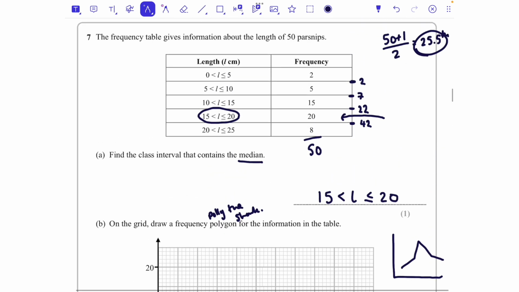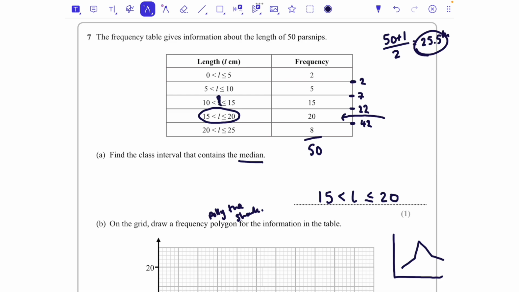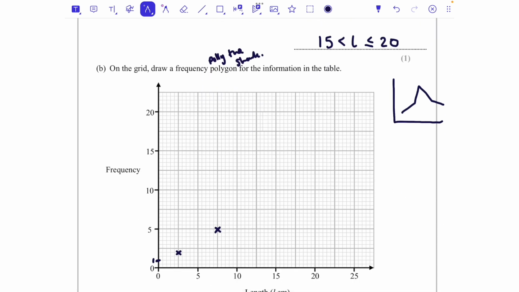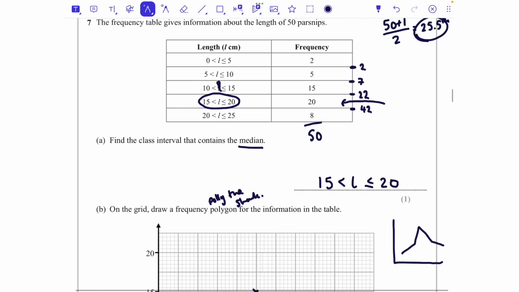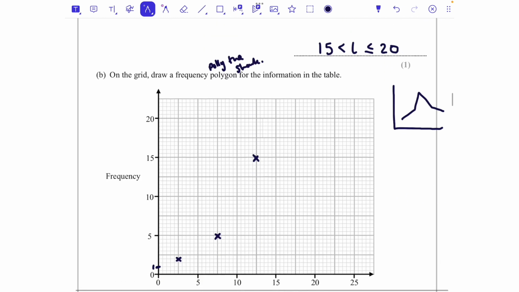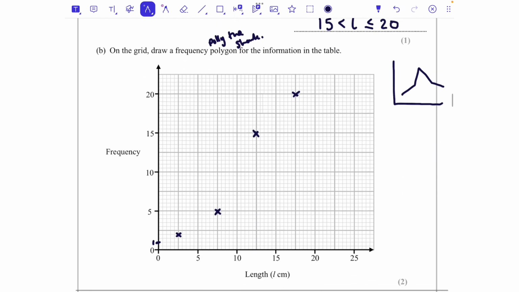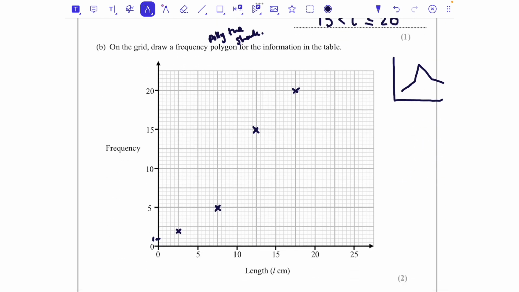The next category, we're going to go across to 12.5 because that's in the middle of the category there, and up to 15. So that'll be there. Next one is going to be 17.5 and up to 20. And last but not least, we've got 8, and that's going to be at 22.5. So let's go 6, 7, 8. There we go, like that.